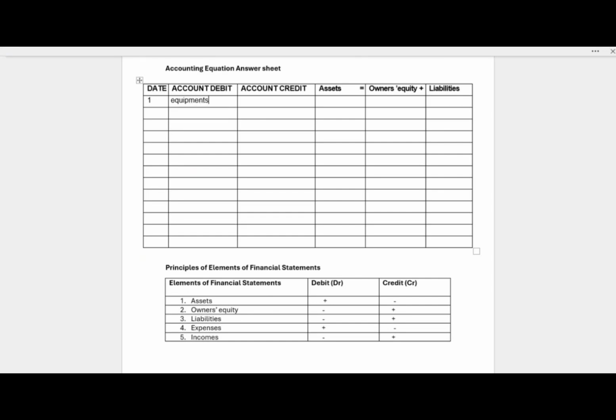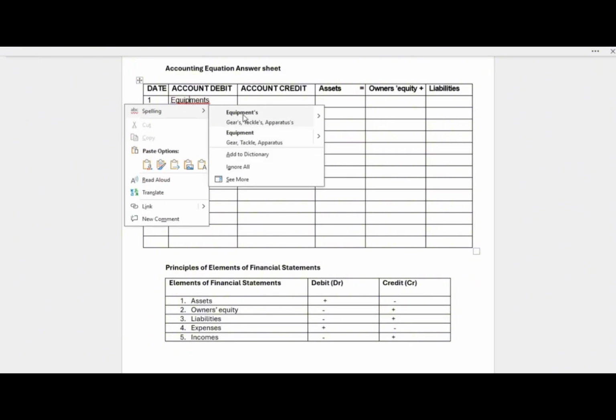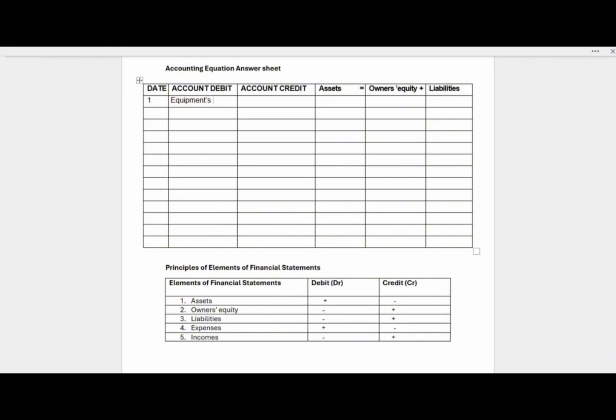Equipment, right? Just equipment, okay? And then it means we're going to credit what? We're going to credit our creditors, or accounts payable, or trade payables, right?